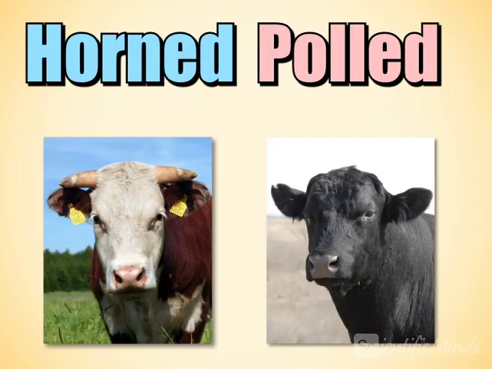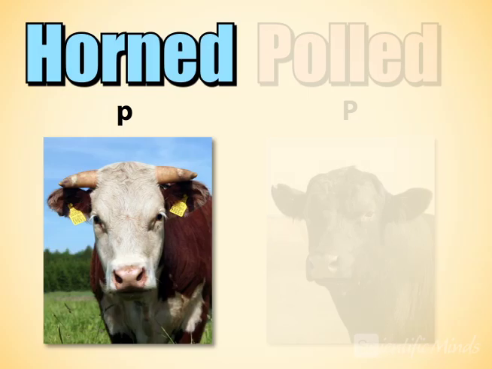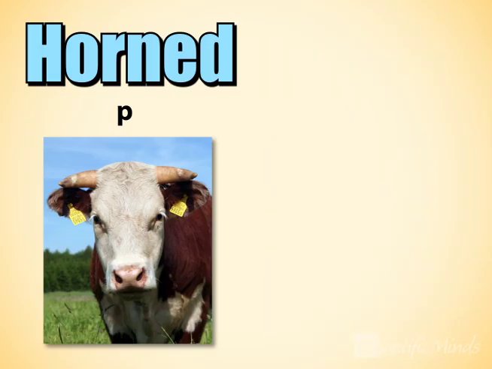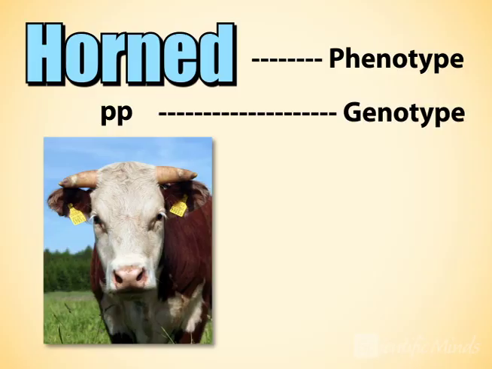Beef cattle of European ancestry are either horned or polled, which means they don't have horns. This trait is determined by one pair of genes. The polled gene, capital P, is dominant, and the horned gene, lowercase p, is recessive. We can see that this cow is horned, so we know its phenotype is horned. Horned is homozygous recessive, so we also know its genotype.